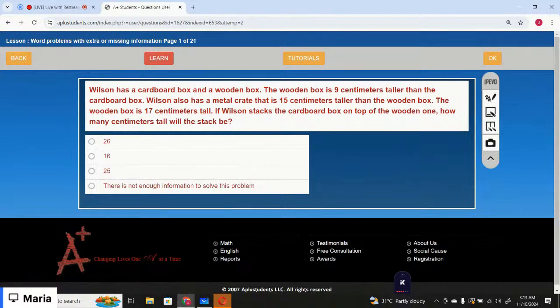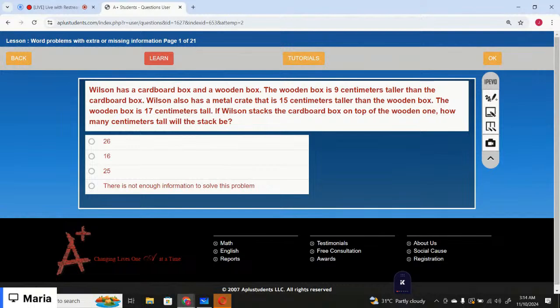Wilson has a cardboard box and a wooden box. The wooden box is 9 centimeters taller than the cardboard box. Wilson also has a metal crate that is 15 centimeters taller than the wooden box. The wooden box is 17 centimeters tall. If Wilson stacked the cardboard box and the wooden one, how many centimeters tall will the stack be?